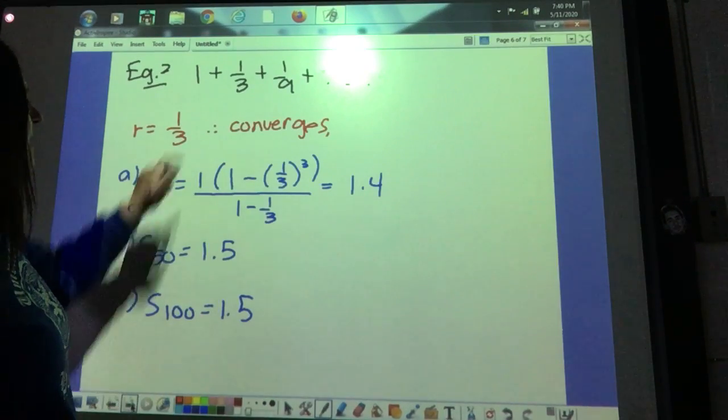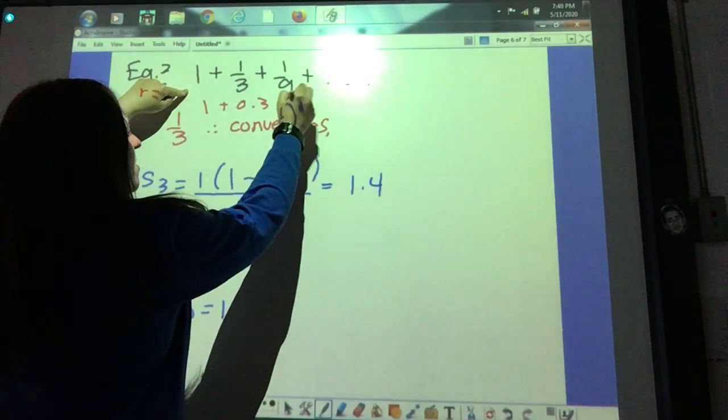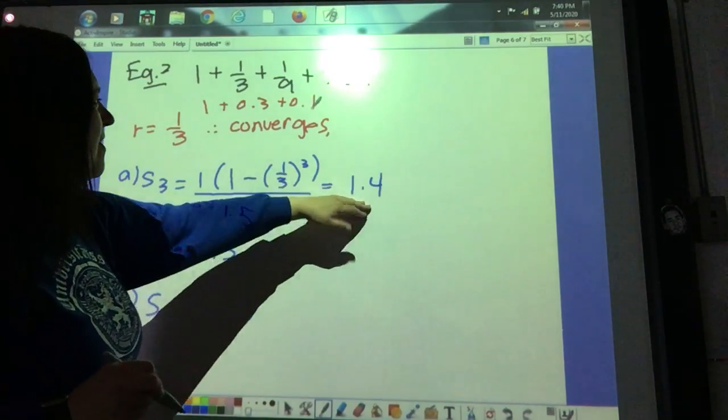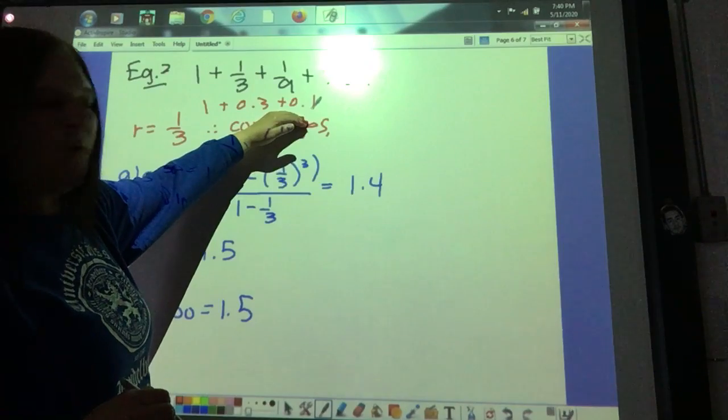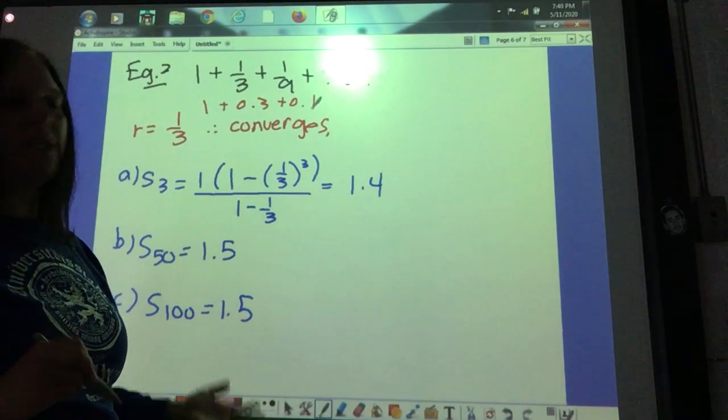So again, if you looked at that, this would be 1 plus 0.3 plus 0.1. So we're already at 1.4. But look at, if that's already 0.1, think about how small all these terms are. So that's the difference between converging and diverging.